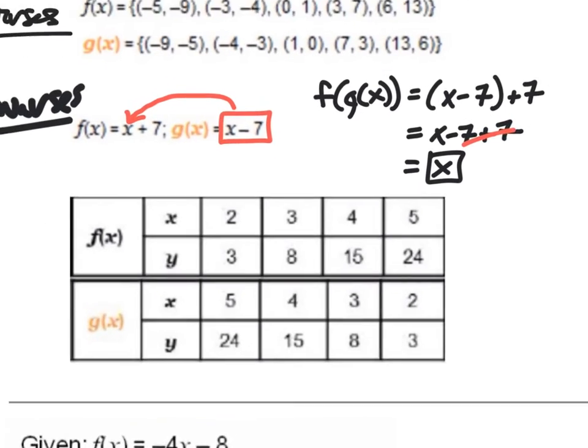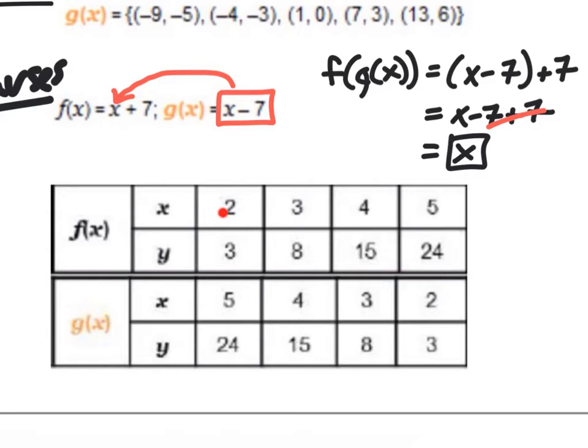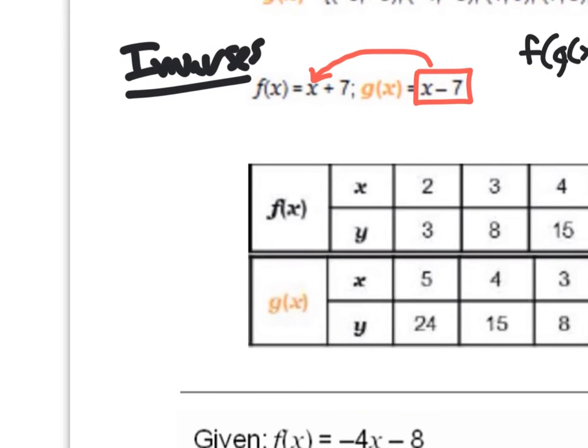Now on the next one, I'm just looking at my points. This is an x value and a y value. If these are inverses of each other, then I should find the reverse on the other one. I see the point 2, 3, but I don't see the point 3, 2. I see the point 3, 8, but I don't see the point 8, 3. Some of these share the same points, but they should be opposites. So these are not inverses.